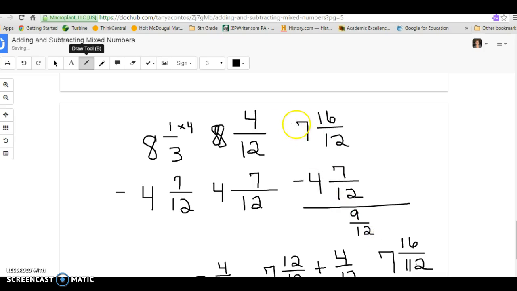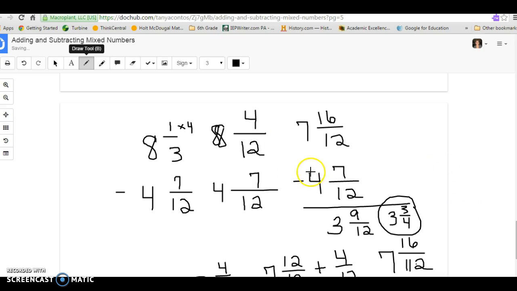And then I'm going to subtract my whole number, 7 minus 4, which is going to give me 3. So I'm going to have 3 and 9/12. Of course, I need to reduce. The greatest common factor between 9 and 12 is 3. So if I divide both 9 and 12 by 3, I'm going to get 3 3/4.